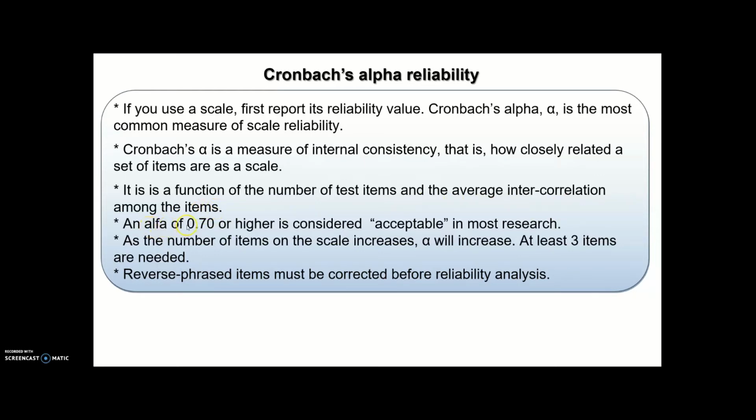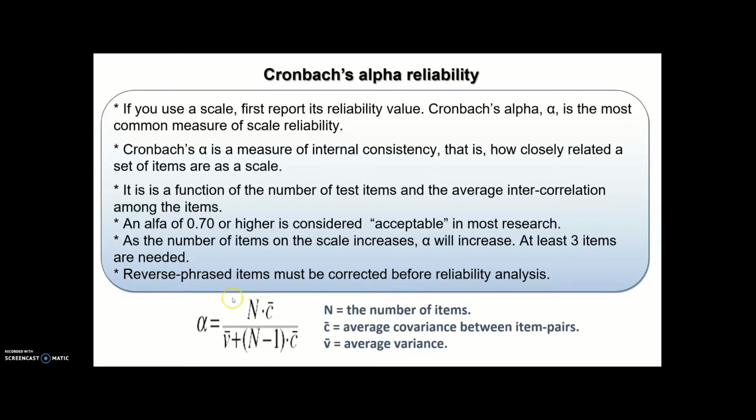So, an alpha of 0.70 or higher is considered acceptable in most research. As the number of items on the scale increases, Cronbach alpha will also increase. In order to conduct this analysis, you will need at least 3 parallel items. Also, it is important to note that before conducting reliability analysis, first of all, you should recode your reverse items. Okay? In order to calculate Cronbach alpha, SPSS uses this formula. Let's go to SPSS and see how we can conduct this analysis.